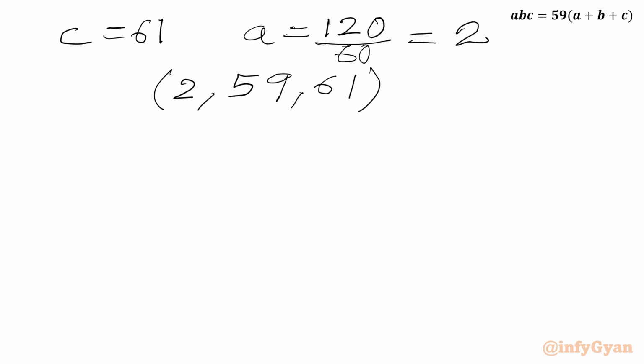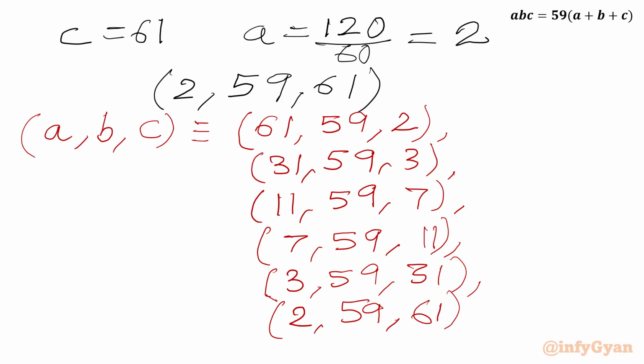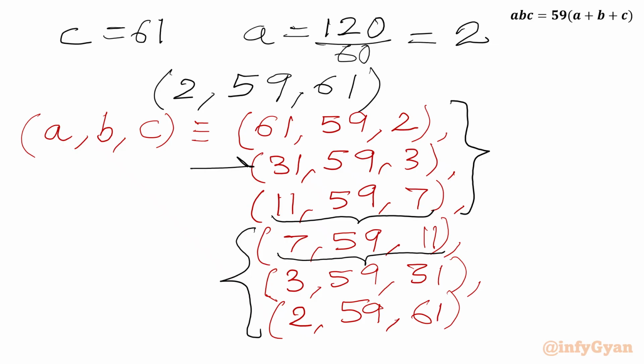Now I have to write all the solutions, all the triples. Here it is. Now if you see, the bottom 3 triplets are the permutations of the top 3. We can see here 11, 59, 7 and here it is 7, 59, 11. Then 31, 59, 3 and then 3, 59, 31. 61, 59, 2 and 2, 59, 61. So we need to focus on the top three triples only. Then we will write all the permutations related to those prime numbers.